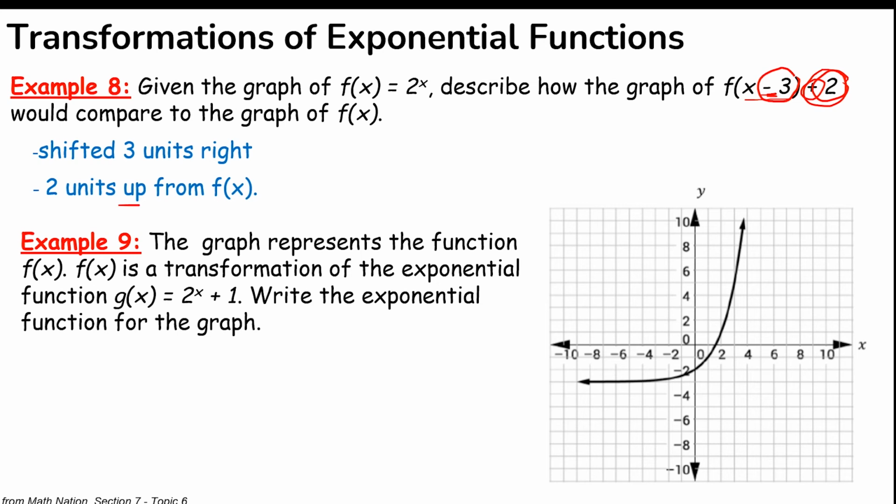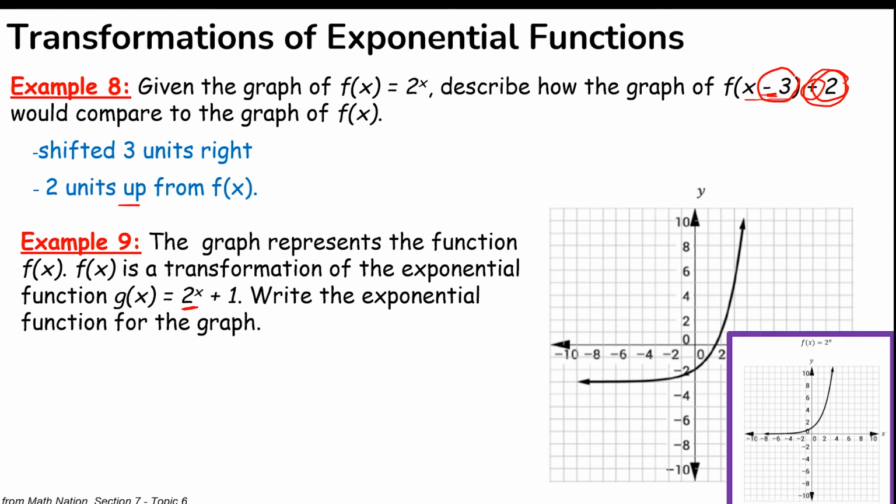Let's take a look at example 9. It says the graph of the function f of x is a transformation of the exponential function g of x is equal to 2 to the x plus 1. Write the exponential function for the graph. And so the graph of 2 to the x power is right here. That has a y-intercept of 0, 1 right here. So hopefully you can see it.